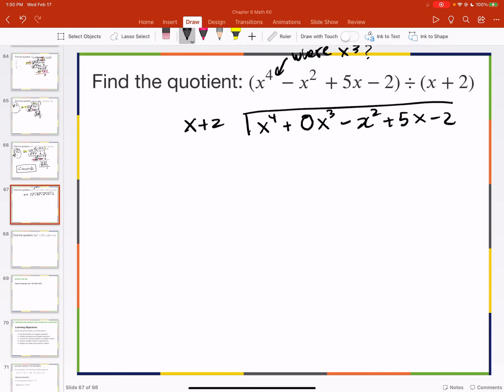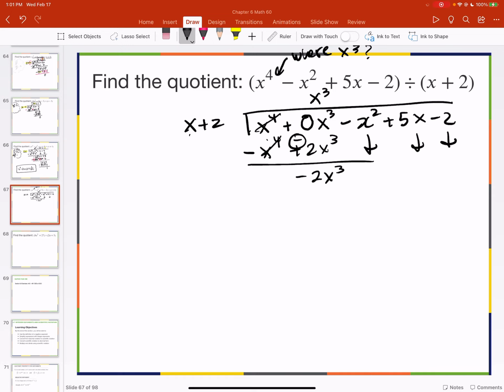So it's totally fine. Okay, so what times x will give me x to the power 4? So there we go, x cubed. We needed to do that because we needed a place to put our x cubed term. All right, so now multiplying x cubed times x plus 2 gives me x to the power 4 plus 2x cubed. Remember, we're subtracting, which changes the sign. Cancels. 0 minus 2x cubed is negative 2x cubed. Bring everything else down: minus x squared plus 5x minus 2. Some people bring that down later, but I just bring it all down.